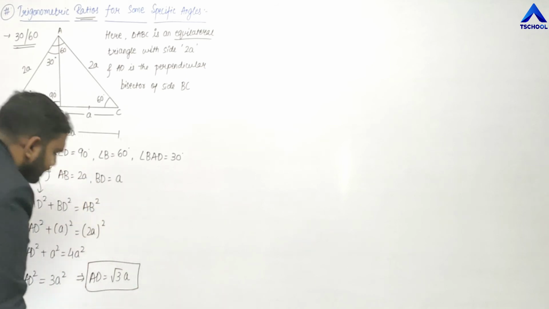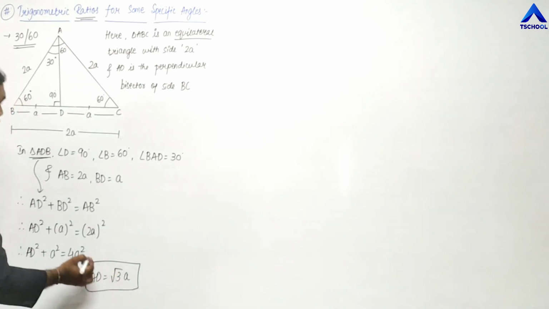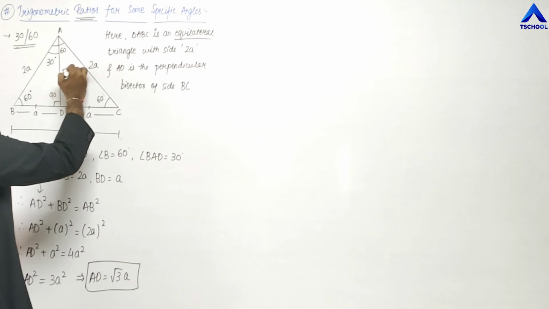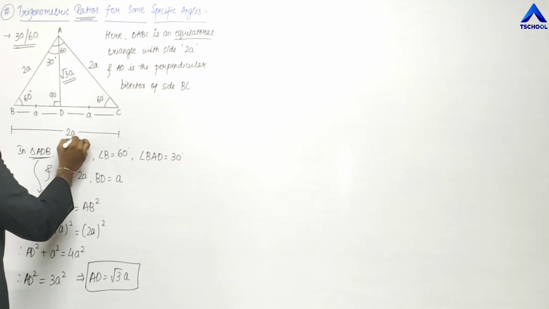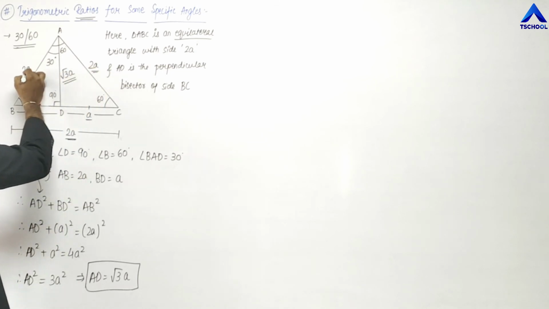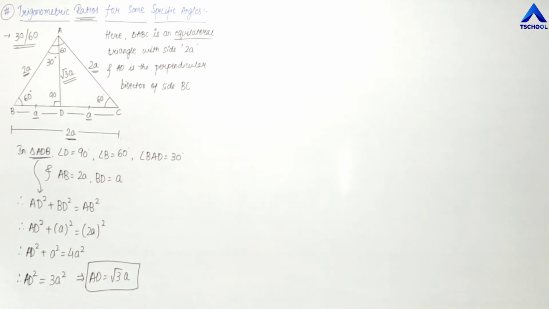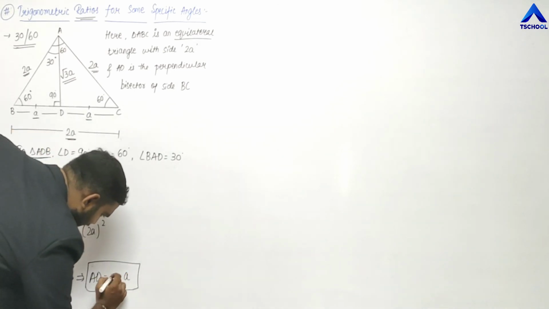Okay, AD is equal to root 3A. So we got our third side, that is AD, which is equal to root 3A. Is this clear, friends? We simply applied the Pythagoras theorem. There is nothing more that we did here, only to find out the value of this perpendicular side AD, we applied the Pythagoras theorem. So we got AD equal to root 3A.